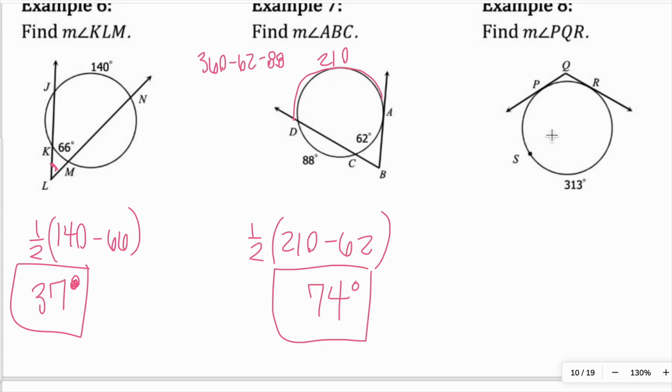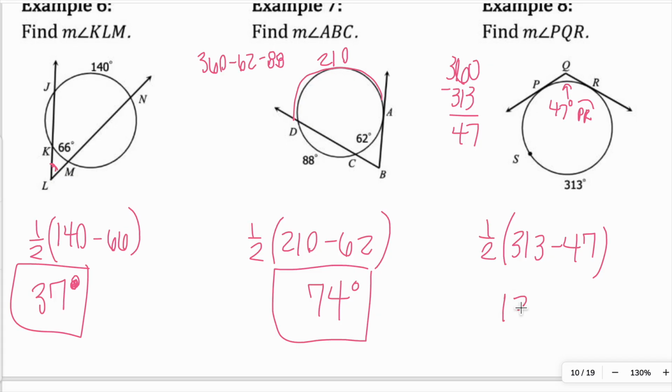And then again, using some subtraction, 360 minus 313 is going to give me 47. So 47 degrees would be this arc here for PR. To find the measurement of angle PQR, 1/2 of 313 minus 47 would give us 133 degrees.